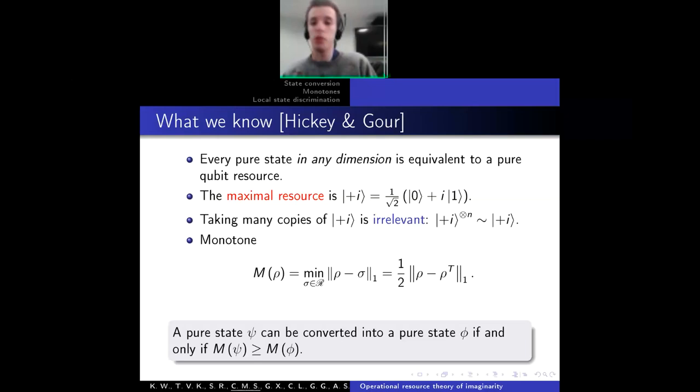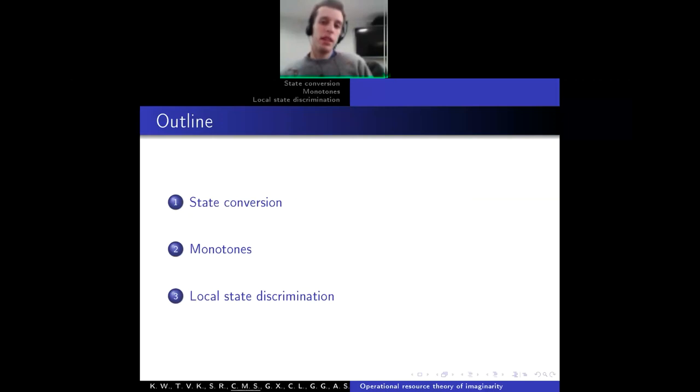This monotone is actually something else, not just simply this sort of minimum distance as well. Okay, so now let's see briefly what the structure of this talk will be. I'm going to start first talking about the state conversion problem. So if I'm given two states, how do I decide whether one can be converted into the other? Then I'm going to talk about monotones.